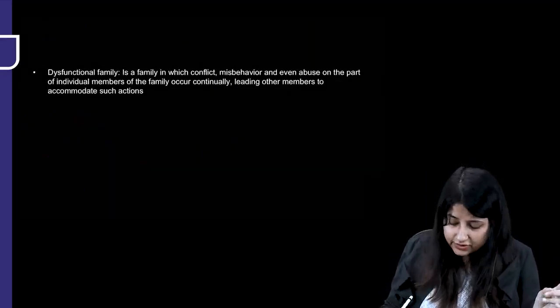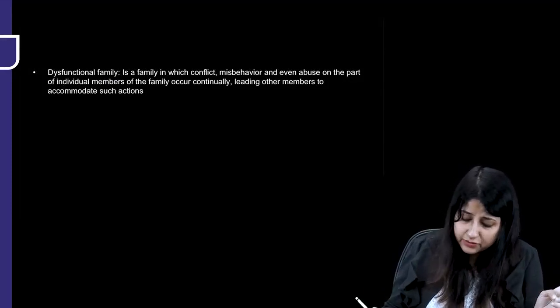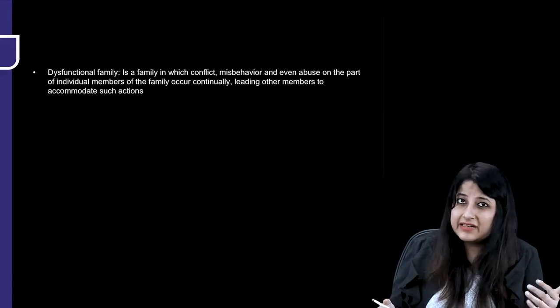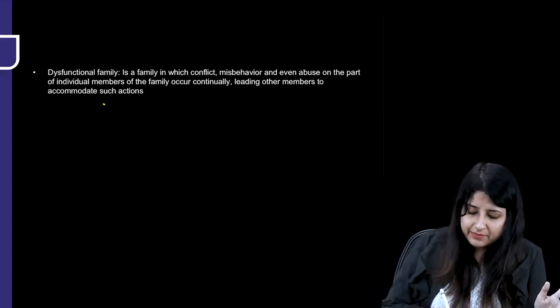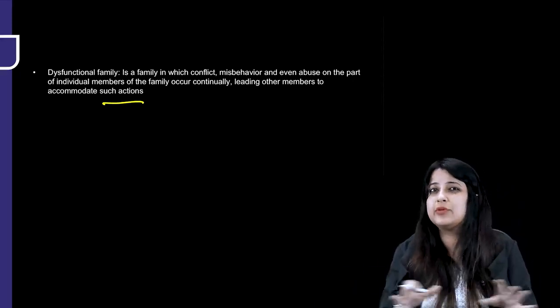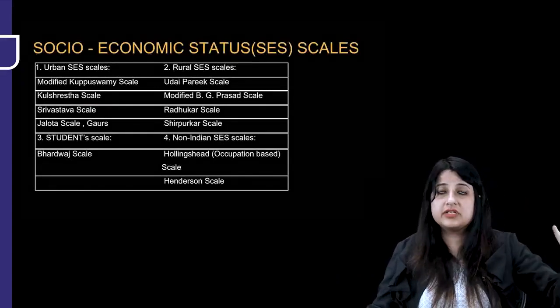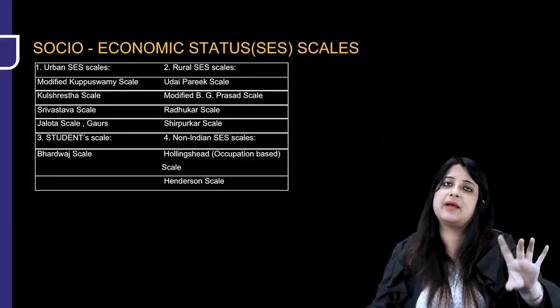There's also a dysfunctional family, a family where conflict, misbehavior and even abuse on the part of an individual member of the family occur continuously, and the other members accommodate to such actions. Okay, there's a lot of verbal abuse, domestic abuse, a lot of violence. Rest of the members are fine with it. So this was the definition of family, types of family, family cycle.